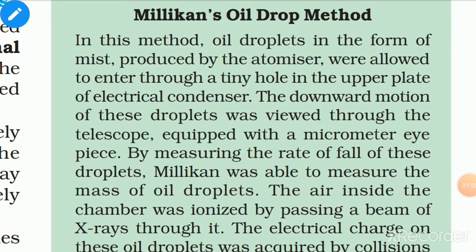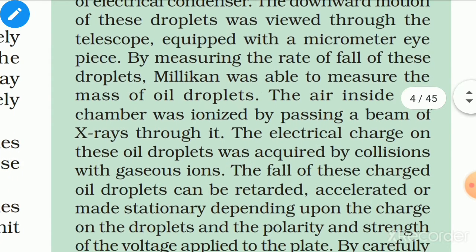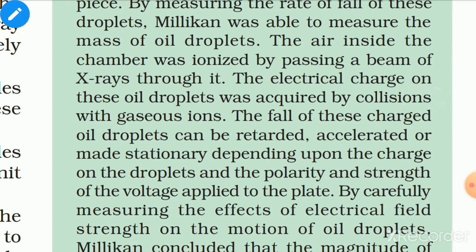According to the NCERT explanation, oil droplets in the form of mist produced by the atomizer were allowed to enter through a tiny hole in the upper plate of the electrical condenser. The downward motion of these droplets was viewed through the telescope equipped with a micrometer eyepiece. By measuring the rate of fall of these droplets, Millikan was able to measure the mass of oil droplets. The air inside the chamber was ionized by passing a beam of X-ray through it. So X-ray is used to ionize the droplet. The electrical charge on this oil droplet was acquired by collisions with gaseous ions.